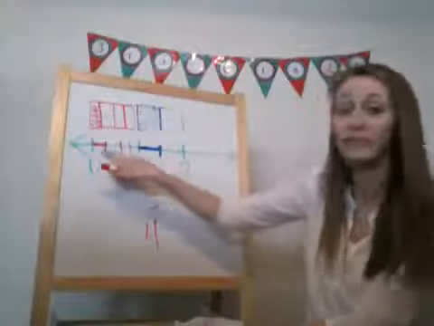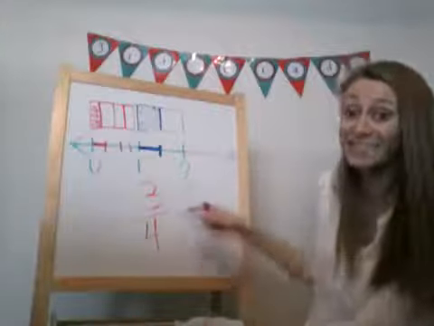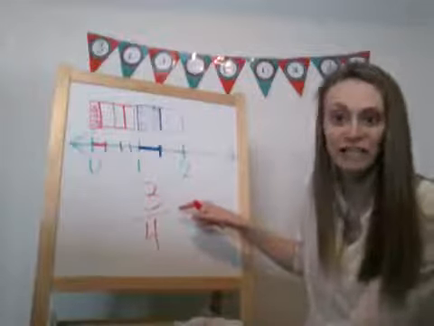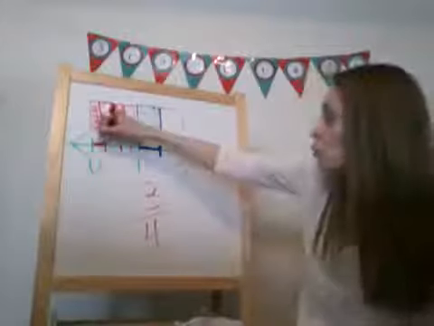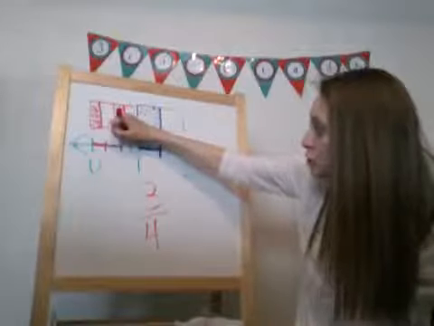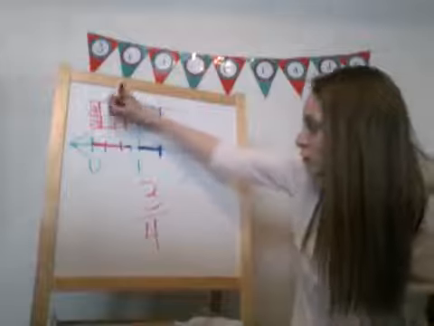So I can use this whole because it's already split into 4 equal parts, but my numerator has changed. Instead of just using one of those parts, I want to use 3. 1, 2, 3.